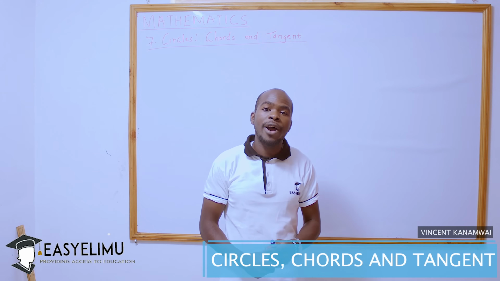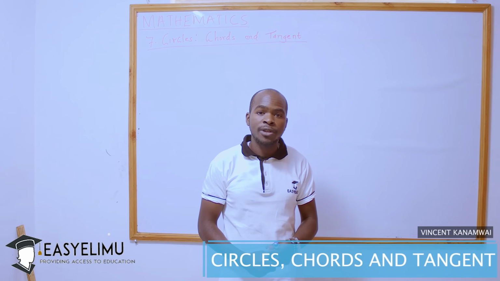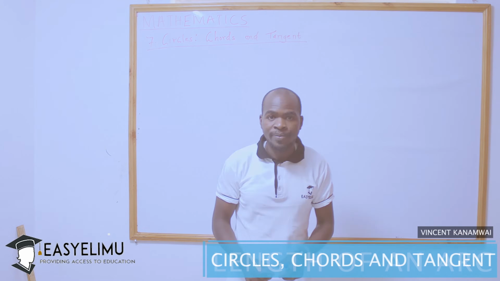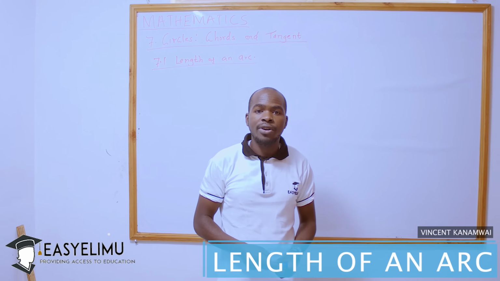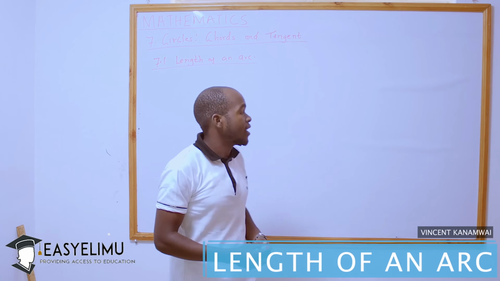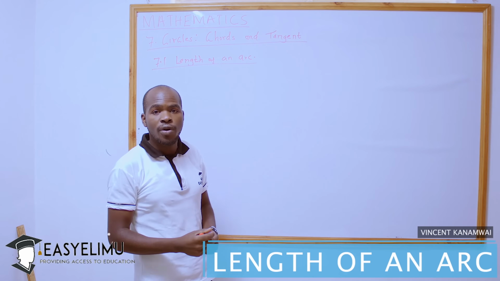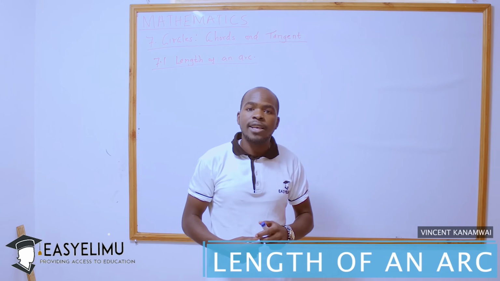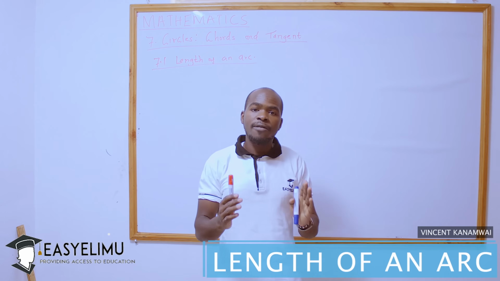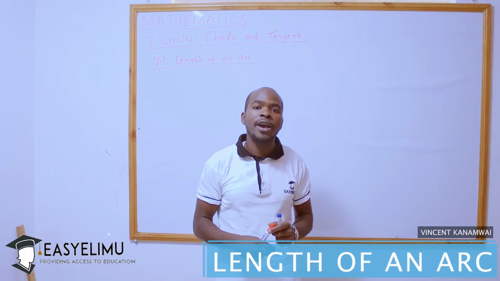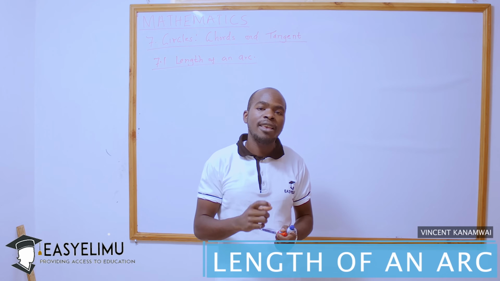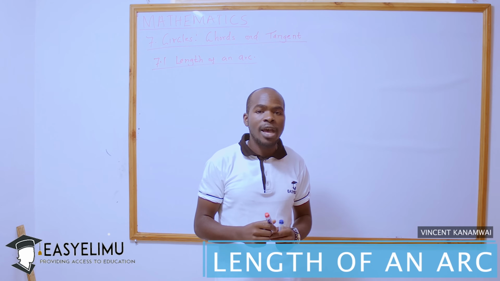Today we are going to handle the topic of circles, chords and tangents. Welcome. Today I'm going to start with length of an arc. We shall handle it under circles. And as we know, given a circle, if that circle is divided into given angles, which we may refer to as theta, you will find that it subtends a given circumference to that circle.